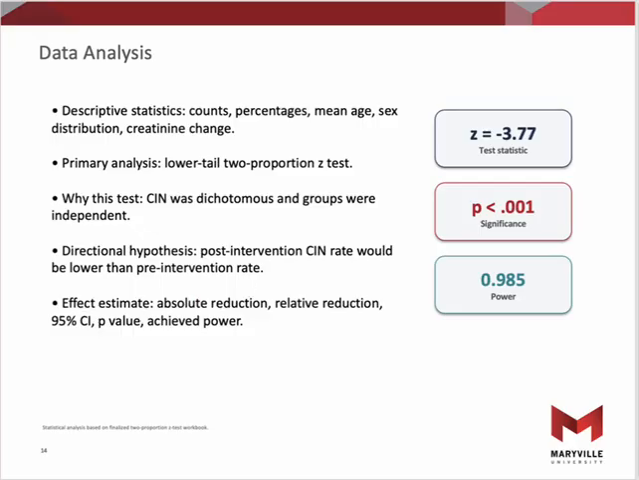So for data analysis, descriptive statistics were first used to summarize the sample and the available clinical variables. The primary analysis was a lower tail z-test for the difference between the two independent proportions. Descriptive statistics summarized the sample and the clinical variables, and a lower tail z-test compared pre and post intervention CIN rates, reporting absolute and relative reductions, confidence intervals, p-values, and achieved powers.